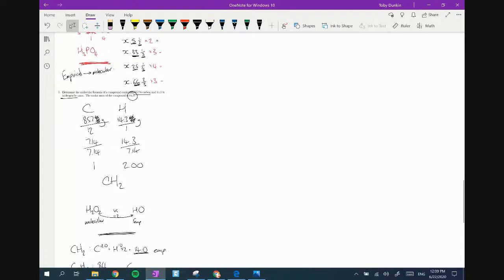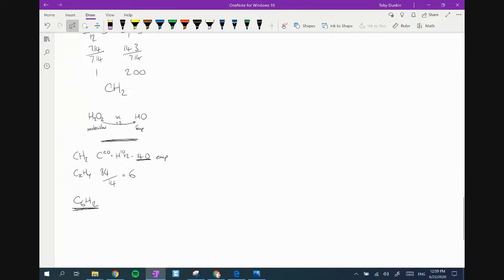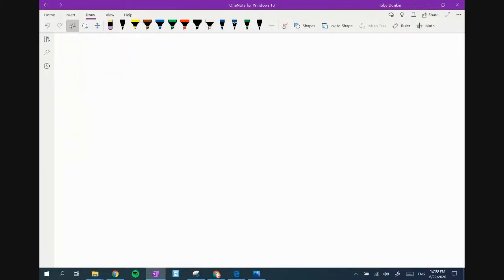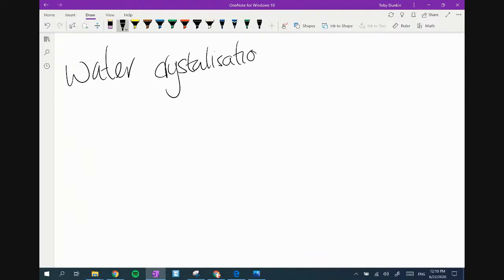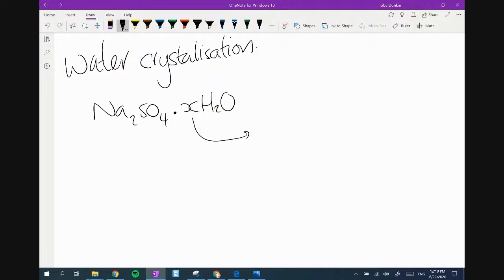It's still GCSE. Let's now go to the water of crystallization. Because how does that connect to this? Students often miss the fact that there's a connection between empirical formulae and water of crystallization. In water of crystallization, you're given this rather odd formula. I'm just going to rewrite that to make it clearer. Sodium sulfate dot xH2O, and you're asked to calculate a value for x.